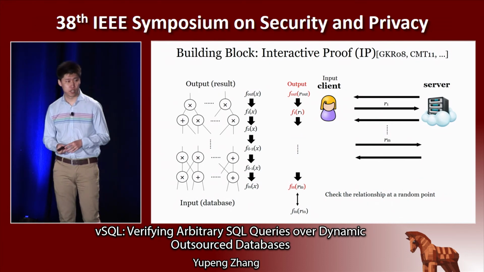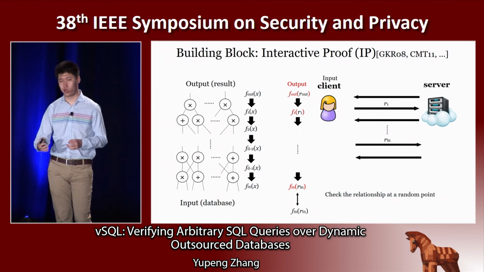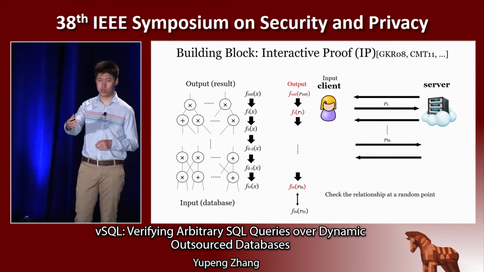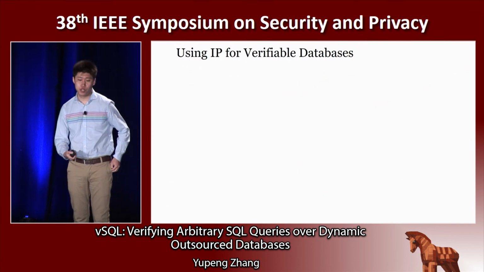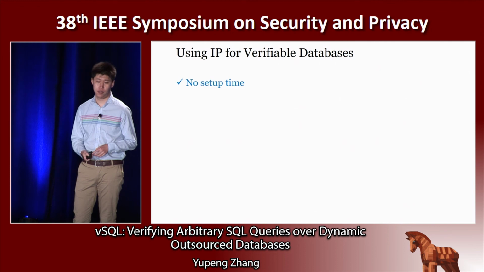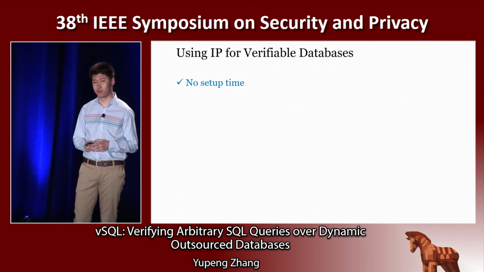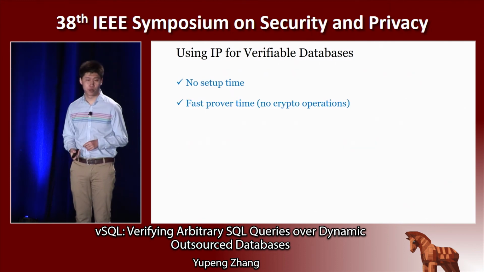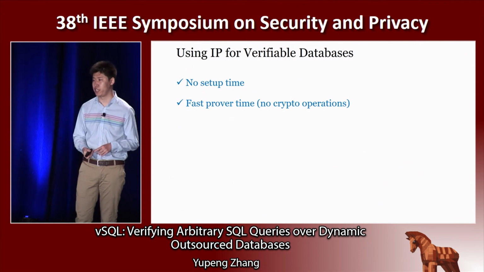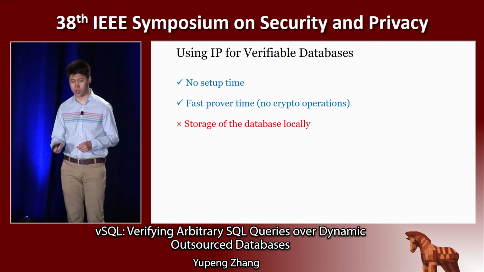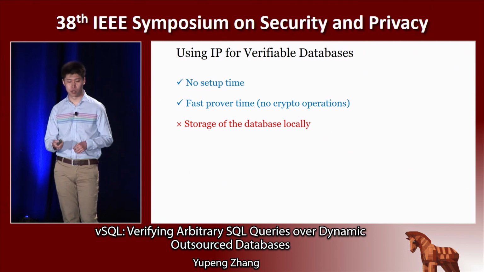This might be a little bit technical, and if you didn't follow the whole protocol, what you need to keep in mind is that interactive proof is a way to reduce the correctness of the output to a claim about the input. So if we want to use IP for verifiable databases, the benefits are that there's no setup time. They begin right away. And the prover time is very fast because it only involves simple additions and multiplications. There are no heavy crypto operations like exponentiation or bilinear pairing. But it is not quite working, because we require the client to store the whole database locally.